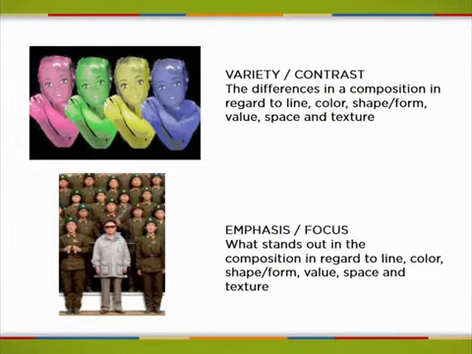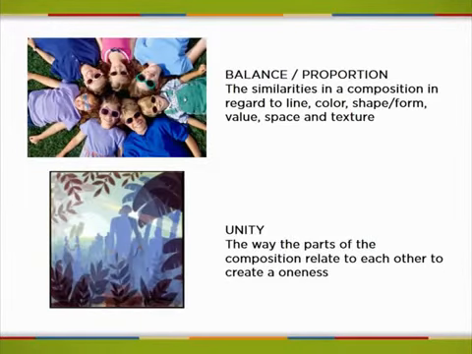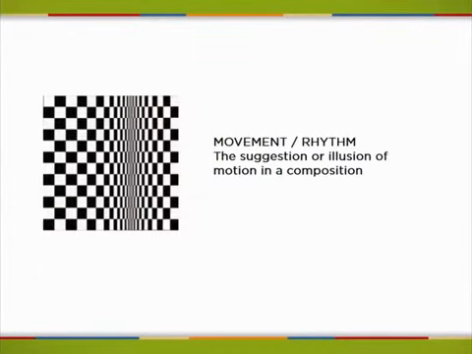Emphasis and focus. What stands out in the composition in regard to line, color, shape, form, value, space, and texture? Balance and proportion. Balance is the similarities in the composition in regard to its elements, whereas proportion is seeing one part of the composition in relationship to another. Unity, the way the parts of the composition relate to each other to create a oneness. And finally, movement and rhythm, the suggestion or illusion of motion in a composition.